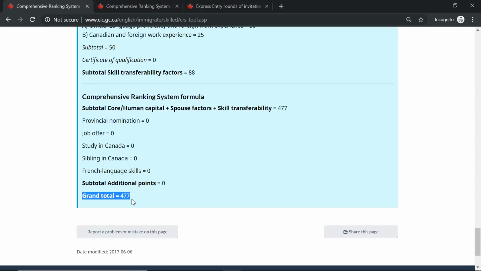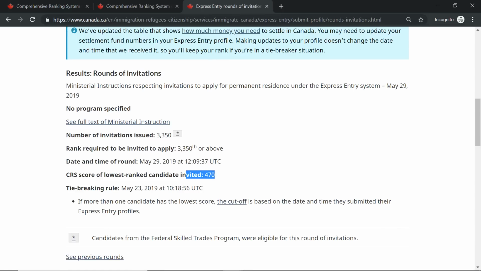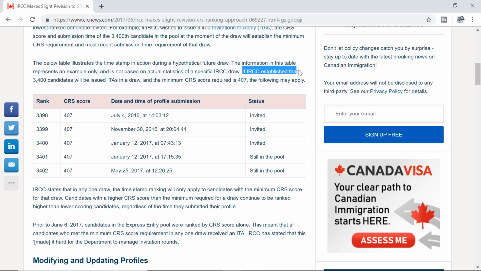So this person who is at 477 points would have probably gotten called if they were in the pool. But remember, the IRCC establishes that 3,400 candidates will be issued an invitation to apply. That's what ITA stands for, invitation to apply, in a draw. The minimum CRS score required is 407. So at 3,400, the timestamp is who submitted, right? So who submitted first, who submitted second, who submitted third. And then this person, the same day, but only a couple minutes later, right? And they are the 3,401th person. And they do have the score of 407, but they were still in the pool and they were not issued an invitation to apply.